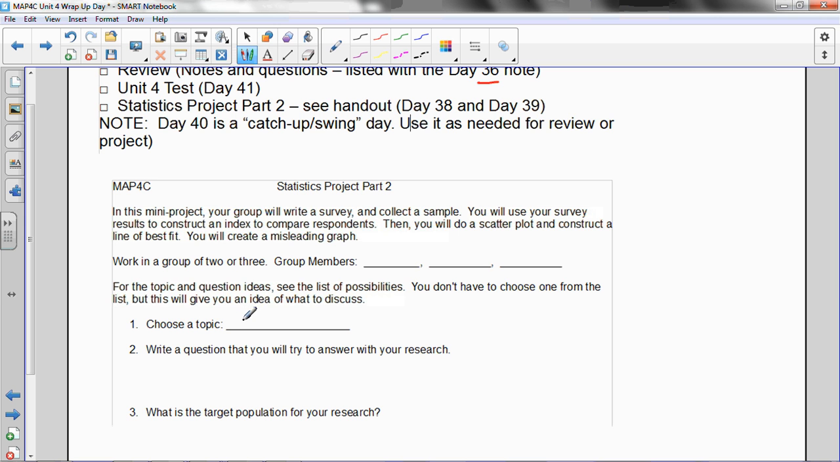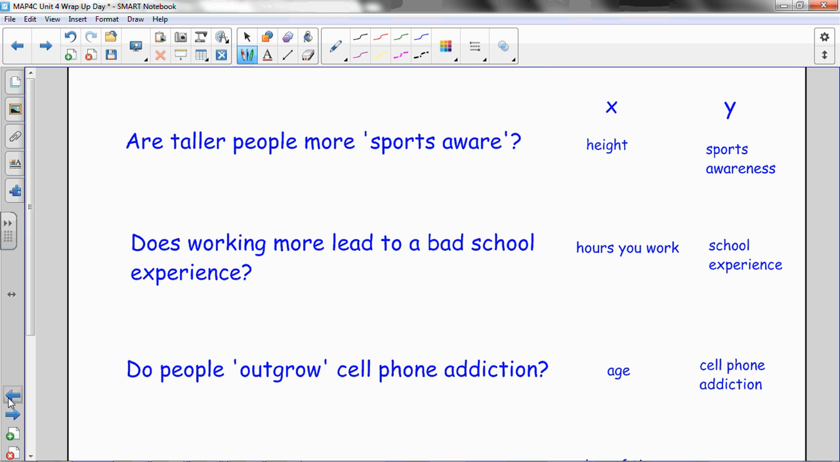Choose a topic. It can be just about anything. Write a question that you'll try to answer with your research, and I'll talk about that in a second. What's your target population? Well, that'll depend on what your topic that you chose. Probably Northwestern students, but it might be something else. Here's some ideas for topics.